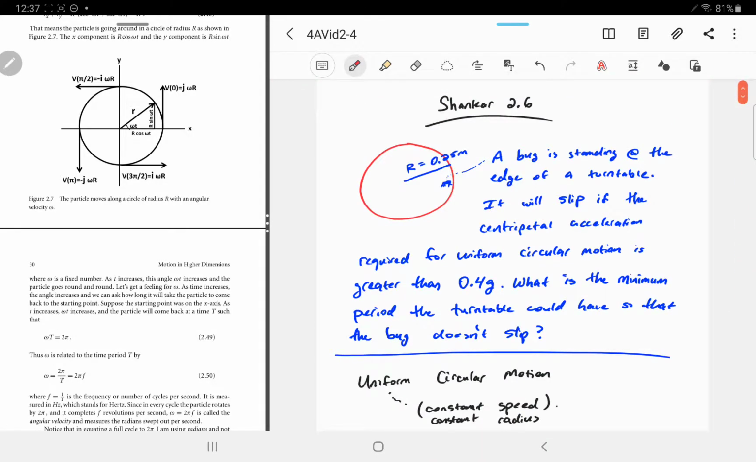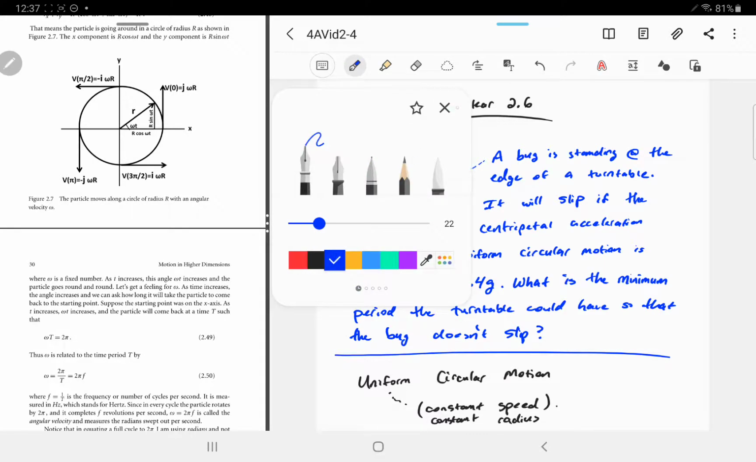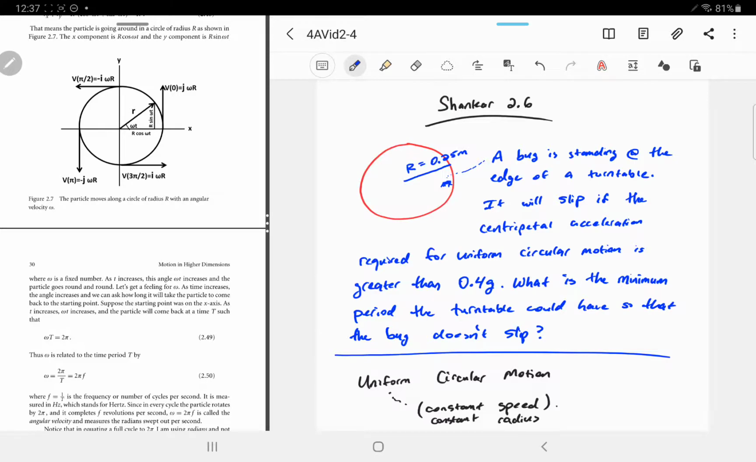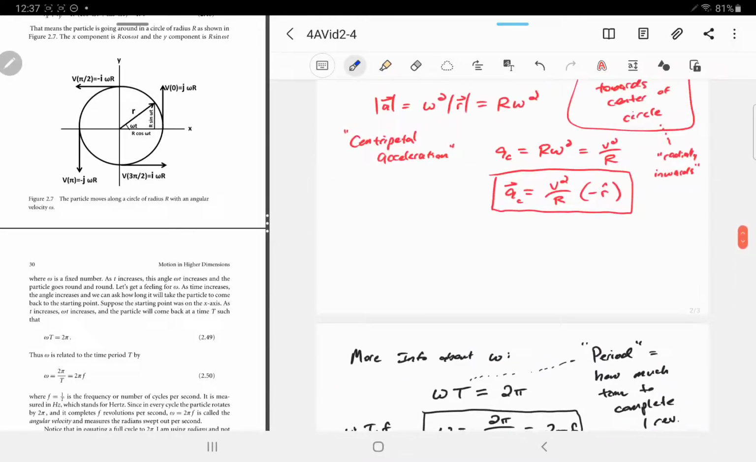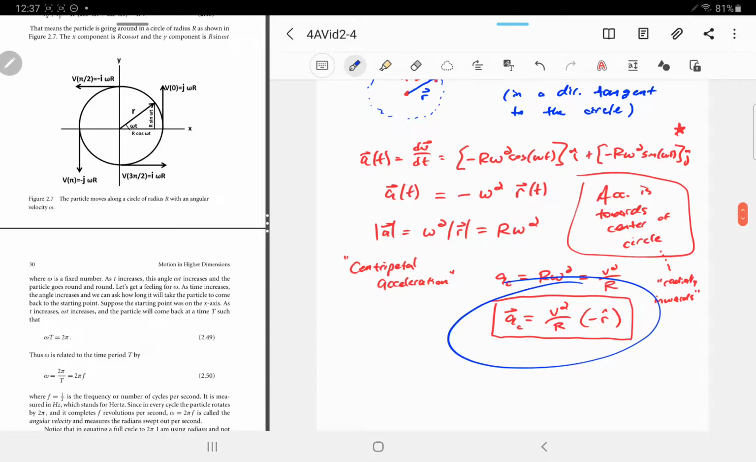Okay, we're in a position to answer this now. A bug is standing at the edge of a turntable. It will slip if the centripetal acceleration required for uniform circular motion is greater than 0.4 g. What is the minimum period the turntable could have so that the bug doesn't slip? So we're given a condition on the centripetal acceleration in this problem, and we're asked something about the period. So the chain of equations here that we can use, we're given info about a_c.